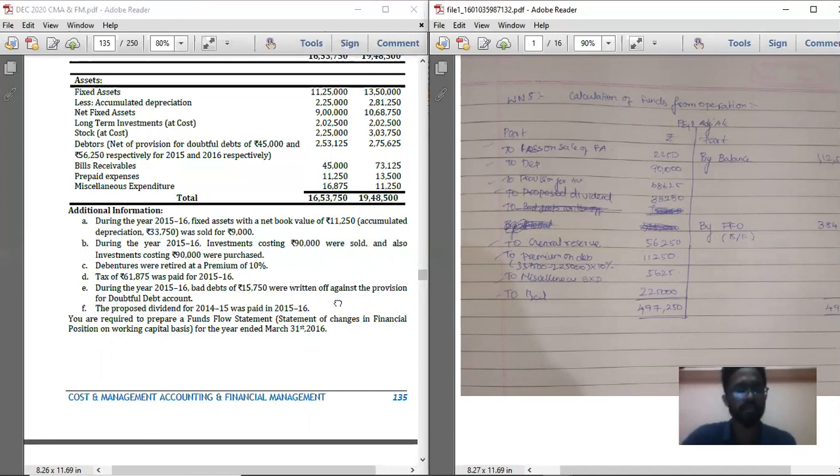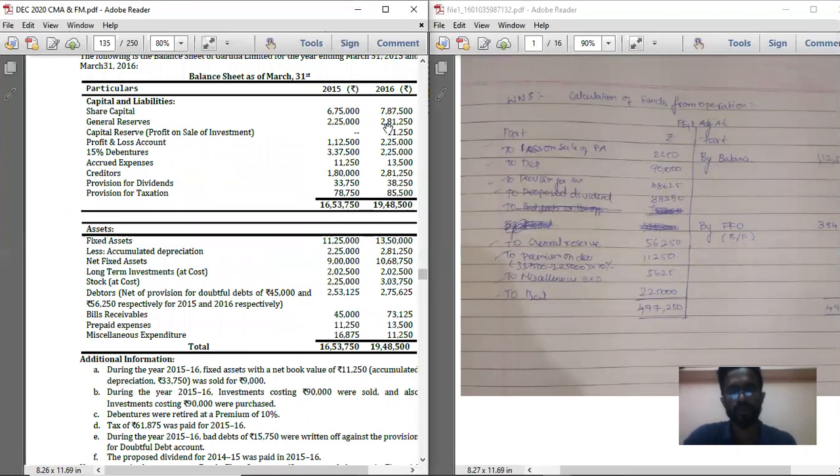Then what is transferred to general reserve in the current year? 2,25,000 minus 2,81,000. So some amount has been transferred to general reserve. That balance is nothing but it's handled from the P&L account. So record it on the debit side to general reserve.